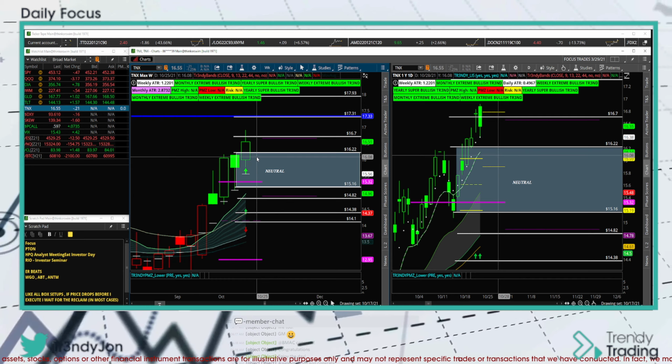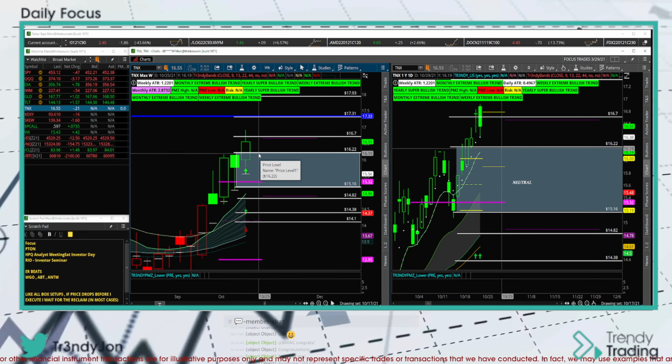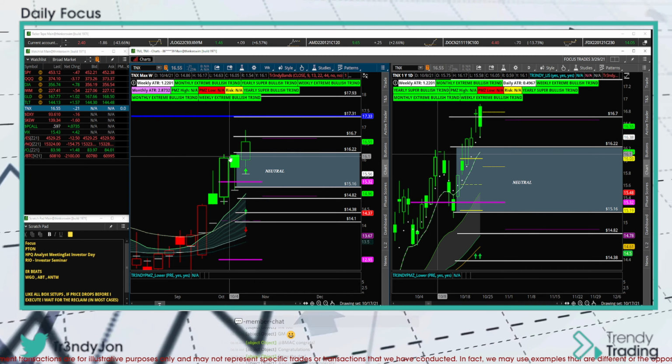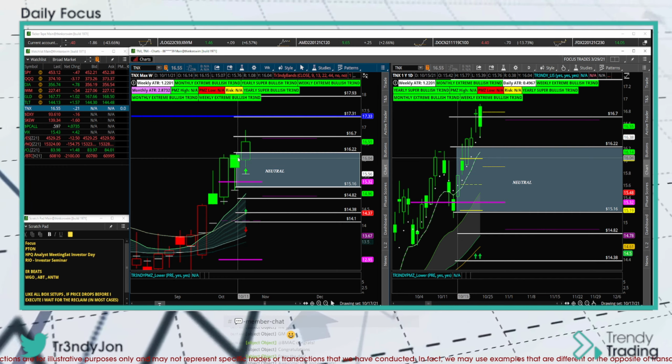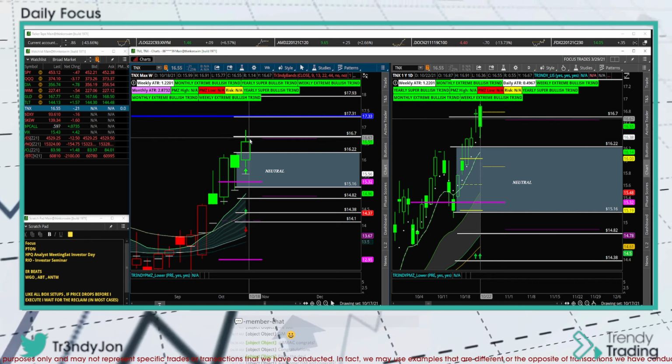Notice how price, even on the treasury, so I mean, we don't trade this, right? We just monitor this and make sure that things are staying cool. But notice how even on the TNX, the neutral strategy works. It pushes up, it hits our target here to 16.7, and then cools back down.